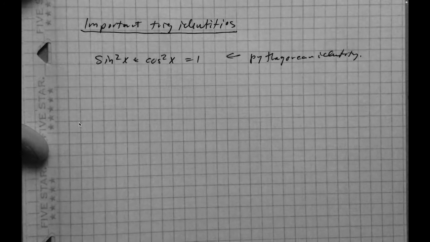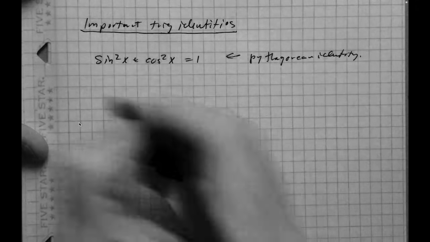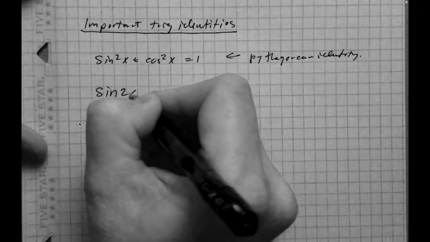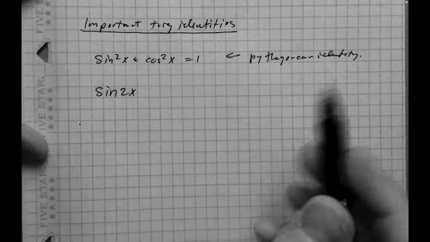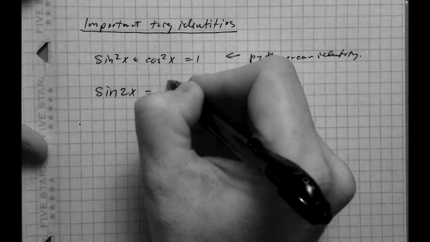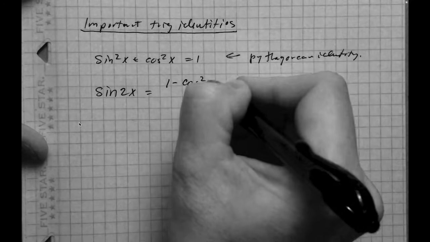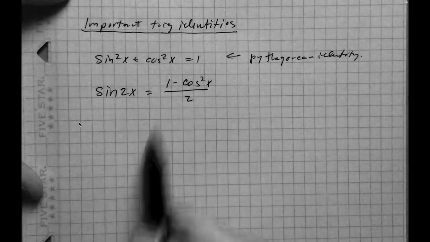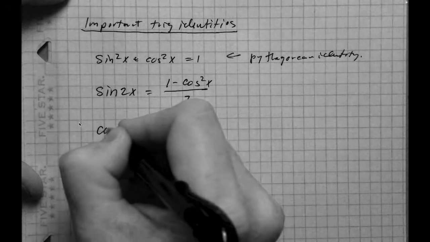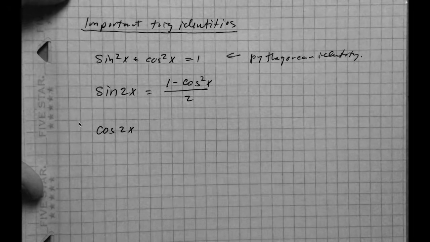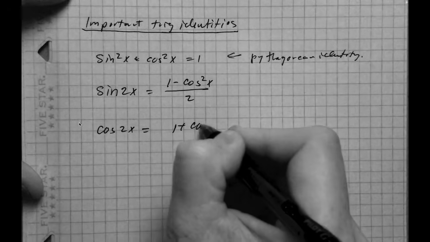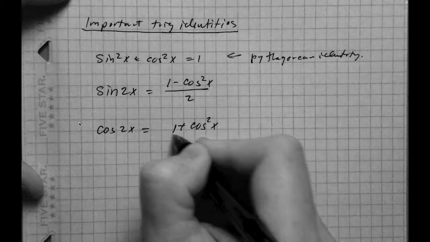There are also half angle formulas, and those look like this: sine of 2x, so 2 times whatever the angle x happens to be, is equal to 1 minus cosine squared x over 2. This would be the half angle formula here. There's also the cosine half angle formula. The cosine of 2x is equal to 1 plus cosine squared x over 2.